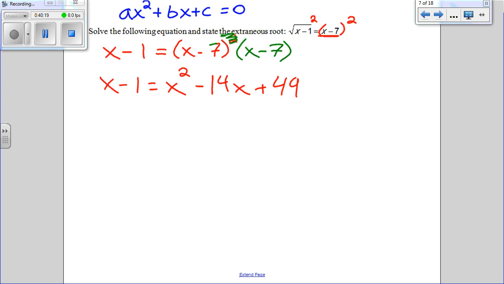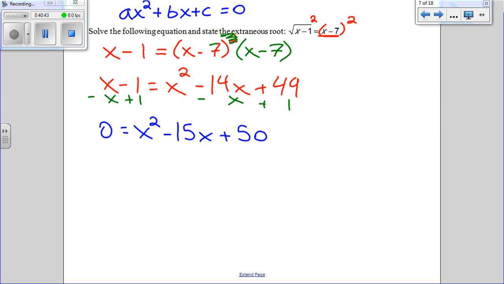So you need to move everything to one side first. So you have x squared minus 15x plus 50. Subtract an x from both sides, add 1 to both sides. Now you can do your factoring to try to solve this thing.